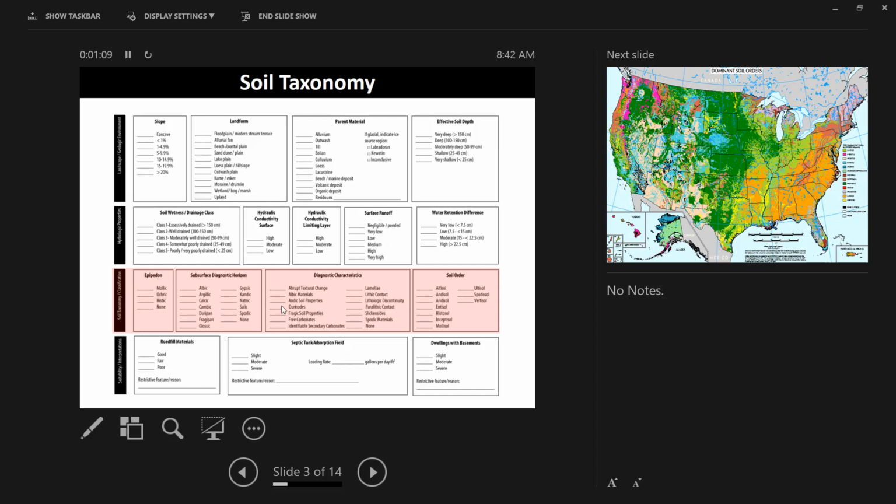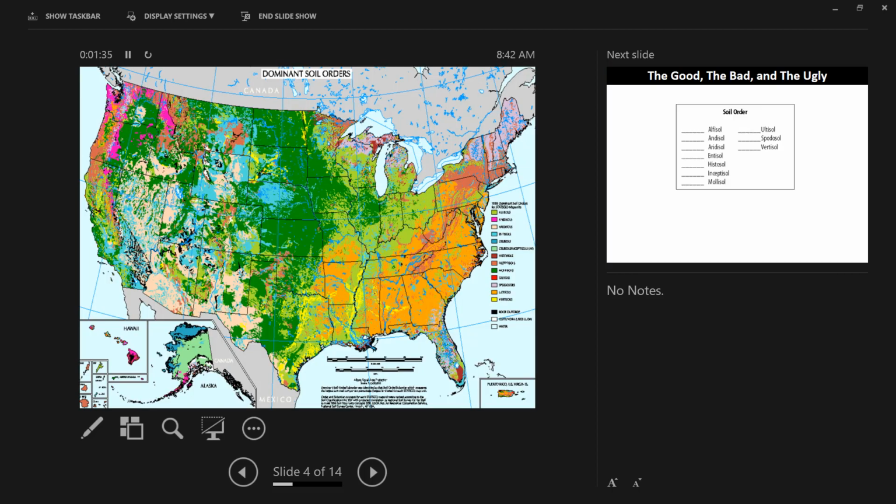The things that we'll talk about lead to the classification of soil order. You can see soil order on the right hand side. Those are the 12 different types of soils you learned in your intro class. If we go back to the left here, the epipedon, the diagnostic horizon, and the diagnostic characteristics all feed into you being able to classify what soil order a particular soil is a part of.